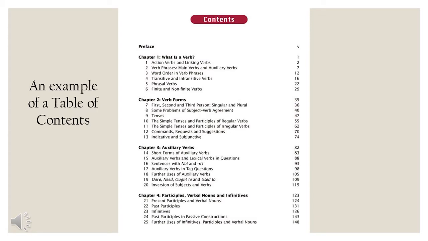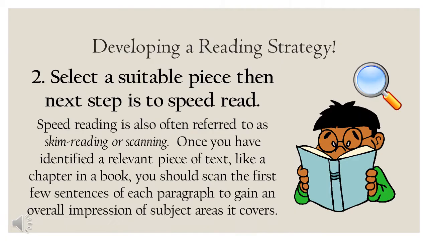This is an example of a table of contents, wherein you can apply how to select a specific topic for you to gather or convey information. You don't need to read everything if you have that specific focus on your topic. The second reading strategy that we have is to select a suitable piece.